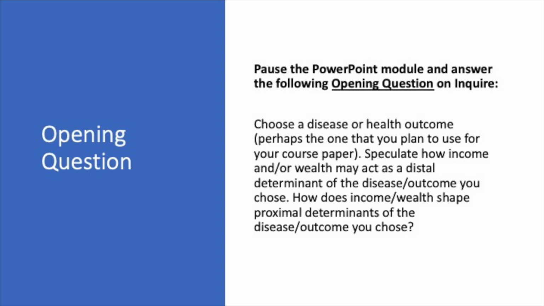Here's your opening question for this week. So I want you to choose a disease or health outcome, perhaps the one that you plan to use for your course paper. So you can use this as some preparation for your proposal. I want you to speculate how income or wealth may act as distal determinants of the disease or outcome that you chose. How does income or wealth shape proximal determinants of the disease or outcome that you chose? So pause now. And you can find the link to answer this question on Inquire, and then you can come back when you're done.